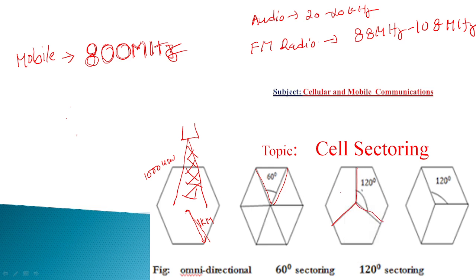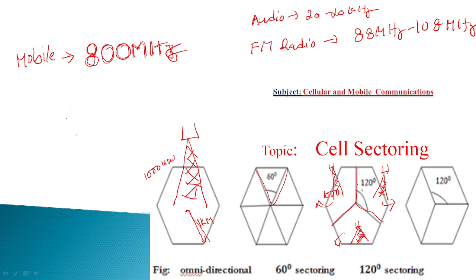So here you can see after sectoring, it may have one more cell site, and here also one more cell site, and here also one more cell site. So the users may increase, and with this the frequency can be reused. Here 1000 users can be reused again. Here 1000 users are using this cell site to transmit and receive the signals.